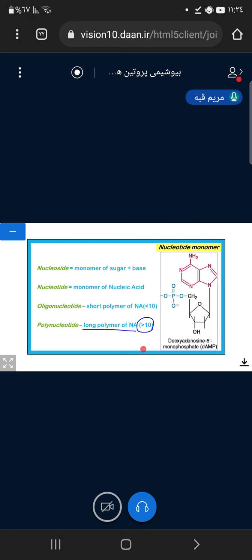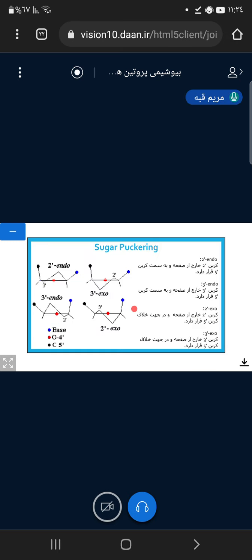خب سوالی ندارین؟ Is there any questions? خب ممنون.